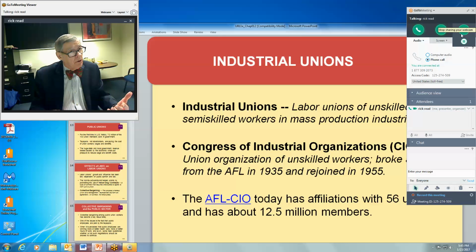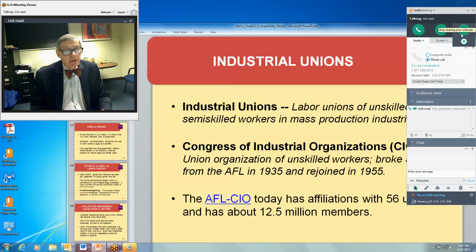And so in 1935, as the slide says, this group of unions, not trade unions, but unions of industrialized workers, formed their own separate national union called the Congress of Industrial Organizations, known as the CIO, and they broke away from the AFL in 1935. And then they rejoined in 1955. The leader of the CIO for many years was a man who, if you remember ever seeing his picture, had very bushy eyebrows, John Lewis.